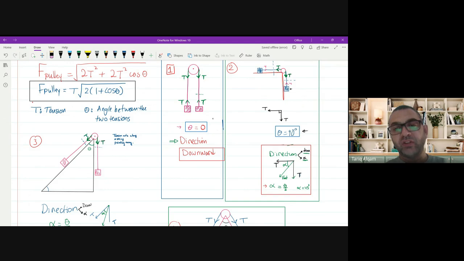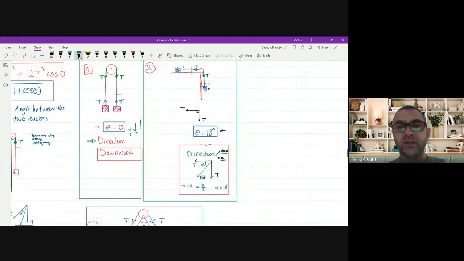So here I have two tensions on the pulley. The first tension acts downward and the second tension acts downward. So theta between them is 0, and I have to substitute 0 here. So this becomes T root 2 times 1 plus cosine 0, and cosine 0 is 1. So T root 4, which is 2T. So the resultant force is 2T. Now the direction: it's obvious that the resultant force here is downward.